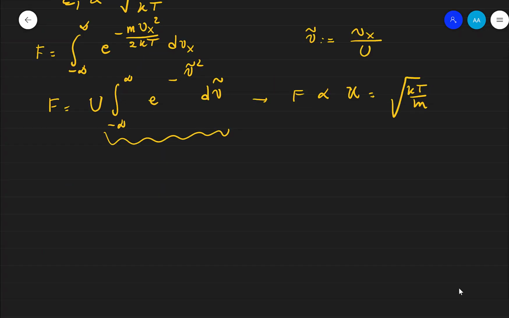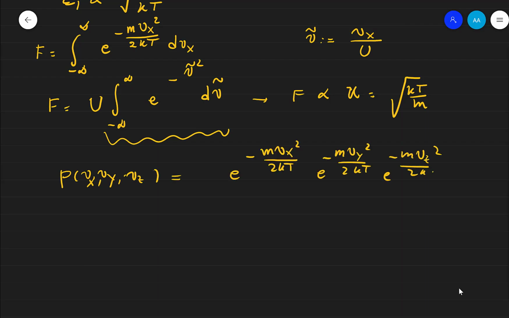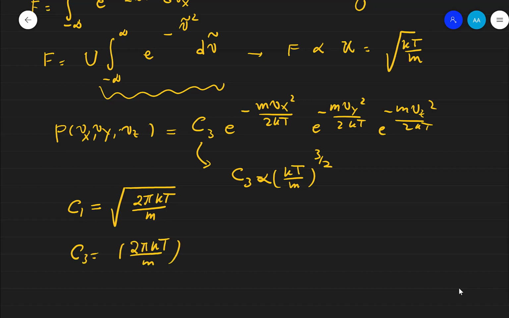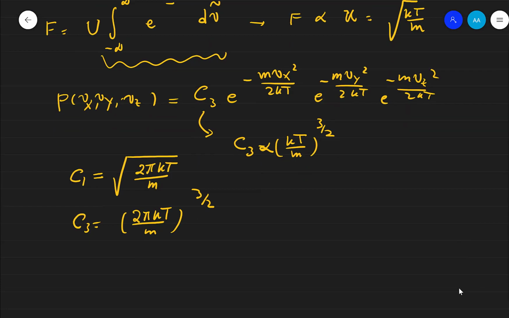For the three-dimensional case, the distribution is given where C3 is proportional to the corresponding power. If we directly calculate these constants, C1 is equal to 2 pi kT over m, and C3 is 2 pi kT over m to the power 3 over 2.